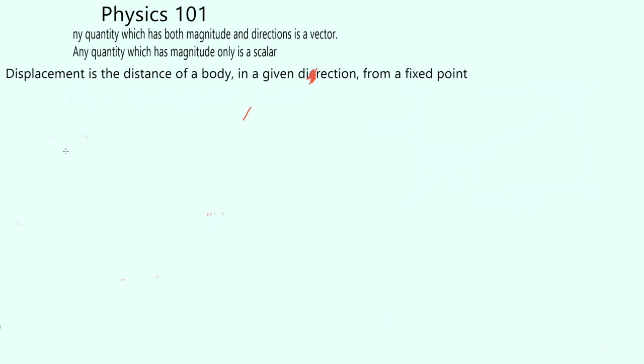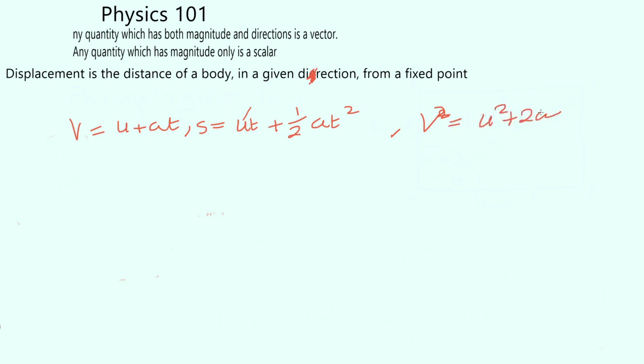So here are the three equations of motion. We have V is equal to U plus AT. And we have S is equal to UT plus half of AT squared. Next of the three equations is V squared is equal to U squared plus 2AS. Okay. And now we're going to change the color to blue or greenish.